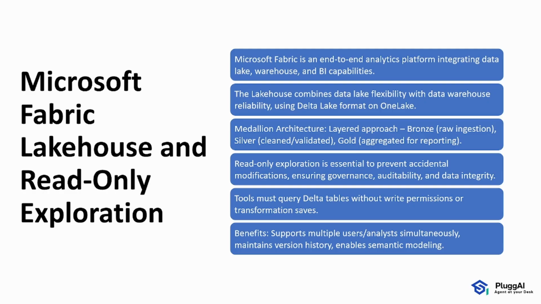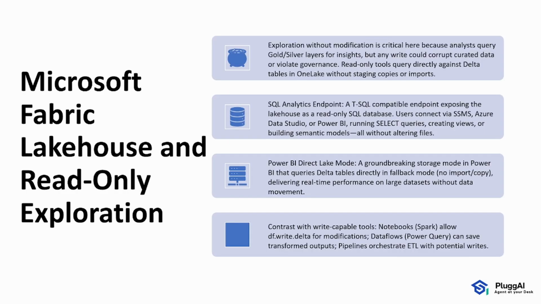In medallion architecture, data flows through layers. Bronze layer, raw, unprocessed data ingested from sources, preserves original fidelity for auditing. Silver layer, cleaned, validated, and conformed data, often denormalized for efficiency. Gold layer, business aggregated, curated datasets optimized for reporting, e.g. star schemas. Exploration without modification is critical here because analysts query gold-silver layers for insights, but any write could corrupt curated data or violate governance.